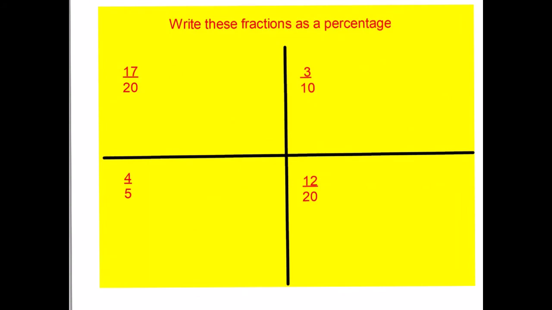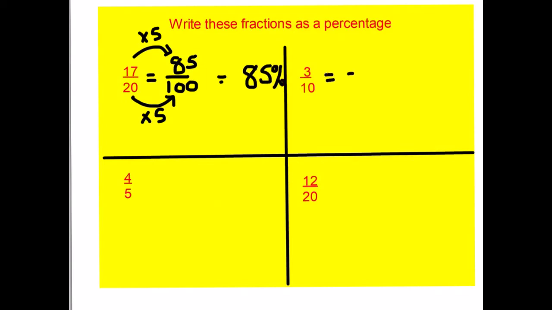In these questions, we have to turn each of the fractions into a percentage. First off, I need to turn each of them into 100ths. So to get from 20 to 100, I times it by 5. I must do the same to the top, so I have to multiply my 17 by 5, which is 85. So my answer is 85%.